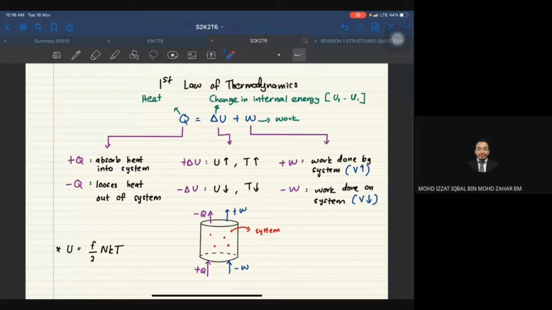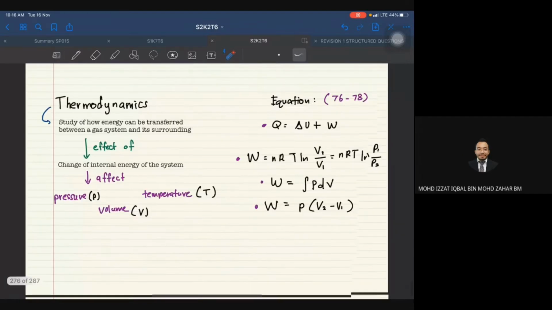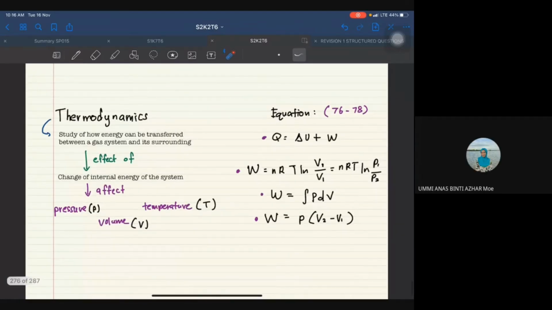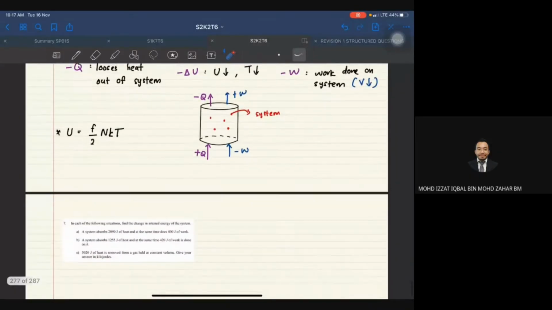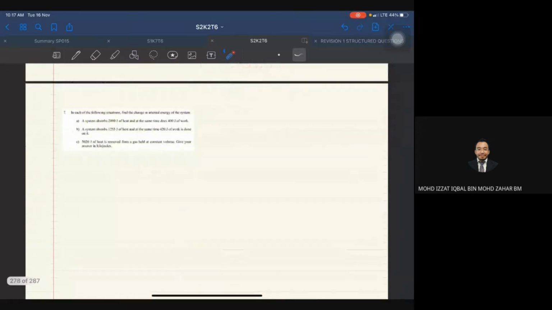Okay, any question? Tak ada. You guys faham ke tidak? So nak tengok slide yang first tadi. Slide first, this one. Ada nak tanya ke? Tak ada. Dah tiga, thank you. Okay. Dah. Okay, so let's try to do one of the question.